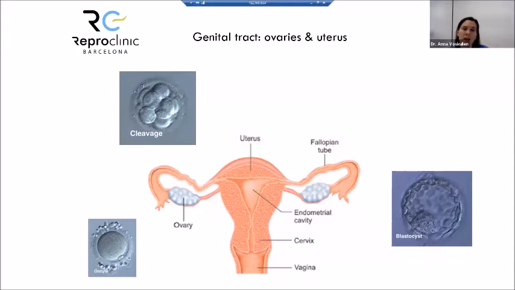And then the embryo will develop, dividing in this tube until it arrives at the endometrial and uterine cavity. And we will have a blastocyst, as you can see in the other picture on the right. And this one is going to implant inside the uterine cavity on the endometrium.